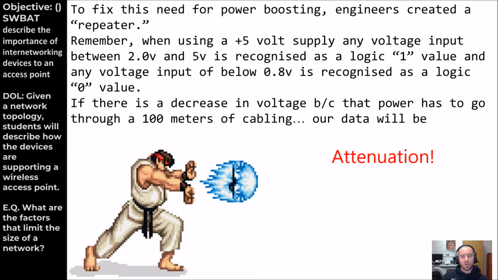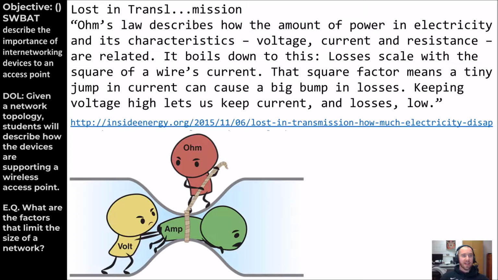Now remember, when we've talked about using a 5-volt supply before in class, if we're using a 5-volt supply, anything between 2 volts and 5 volts is recognized as a logical 1 value. So when we're sending our ones and zeros, there's going to be a variety of different types of ones, and as long as they're in this range, we're good to go. Now, if you have some sort of voltage that drops below 0.8, this is now a 0. If there is a decrease in voltage because that power has to go through 100 meters of cabling, our data will be corrupted. Or as I say in this slide, our data will be lost in transmission.